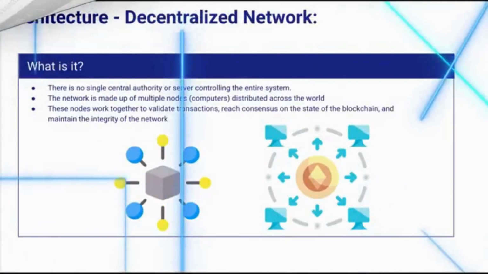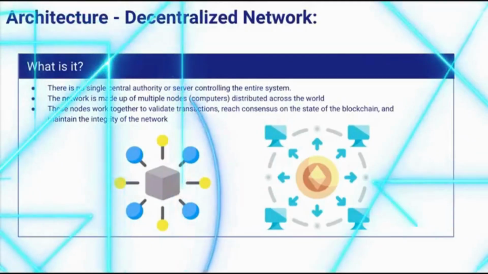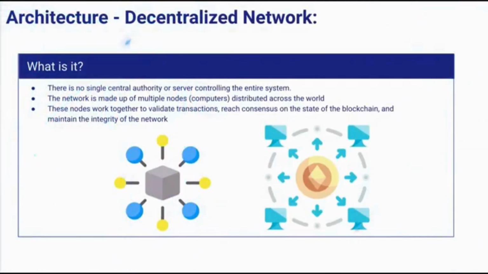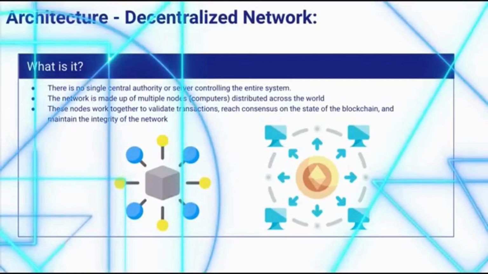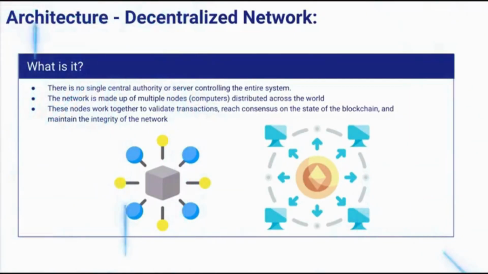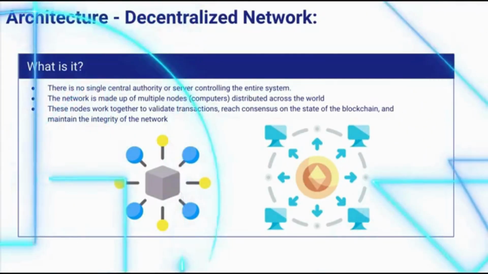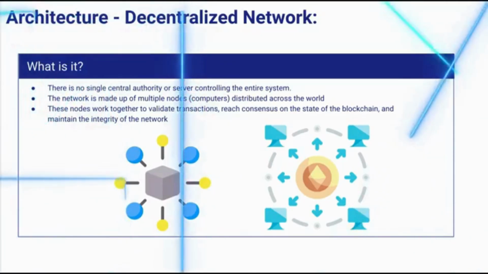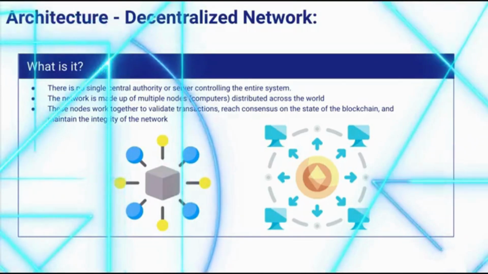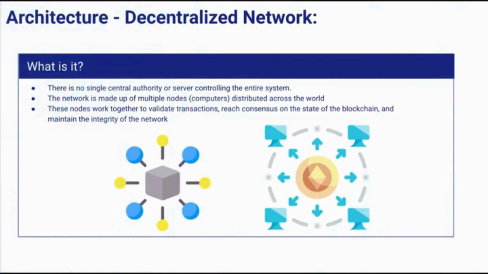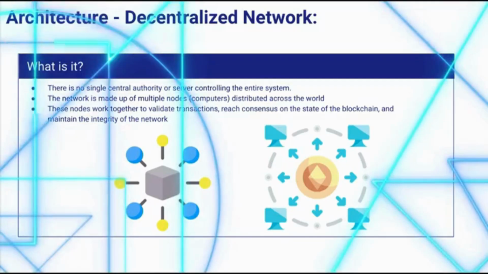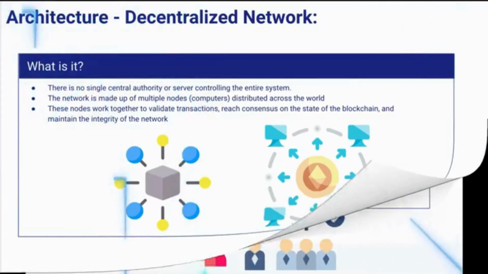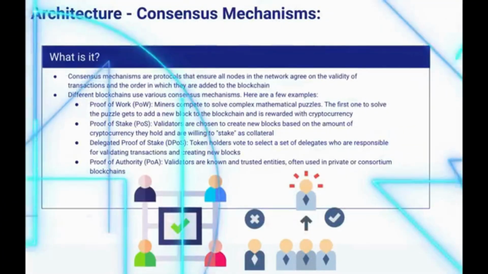Number 2. Decentralized network. In a decentralized blockchain network, there is no single central authority or server controlling the entire system. Instead, the network is made up of multiple nodes, which are computers distributed across the world. These nodes work together to validate transactions, reach consensus on the state of the blockchain, and maintain the integrity of the network.